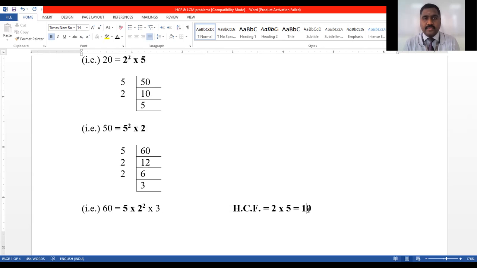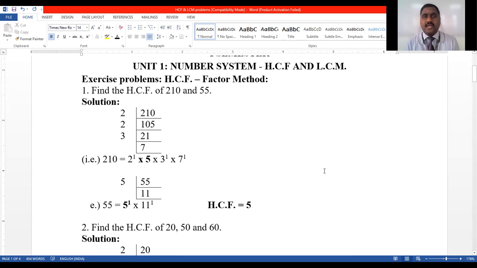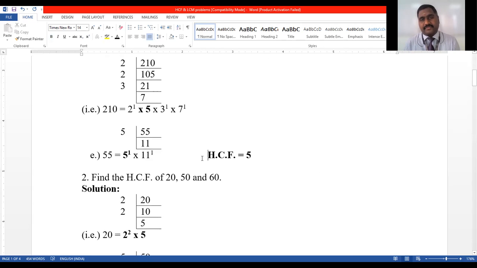Is it clear now? You have to divide each and every given number by the prime numbers until you fulfill the condition, that you get remainder 0. From that, you need to take the common divisors. In that, you consider only the common divisors with the least power. And then finally, you multiply them and find the HCF. So this is how to solve the problem by using the factor method.